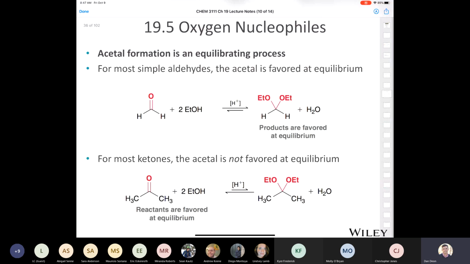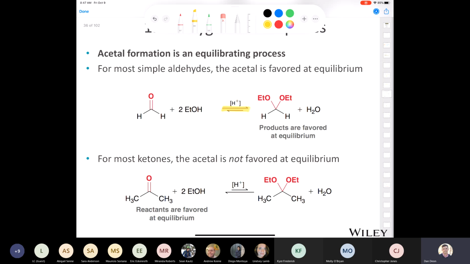Acetal formation is an equilibrating process. Now, you might be wondering about this. For most simple aldehydes, the acetal is favored. You can even see that exemplified by these equilibrium arrows here, that the equilibrium is lying to the side of the product. But what about a ketone? With a ketone, the acetal is not favored at equilibrium.